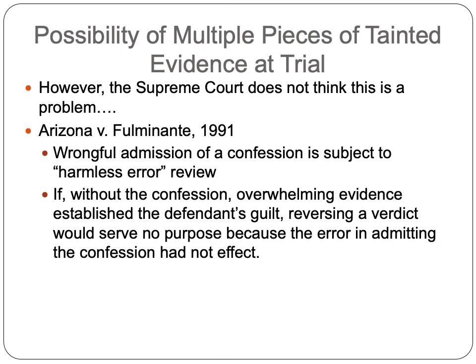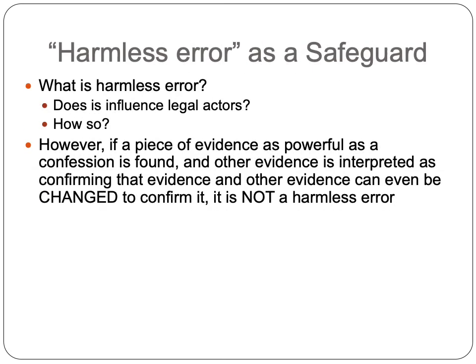And so we're saying, yeah, okay, we talked about a confession, but we shouldn't even talk about a confession. It has no effect. So, what is a harmless error? Does it influence legal actors, and if so, how so, right? Well, harmless error is actually a really, really bad safeguard, right? If a piece of evidence as powerful as a confession is found, and other evidence is interpreted as confirming that evidence, and other evidence can even be changed to confirm it, it's clearly not a harmless error. Yet, unfortunately, in our legal system, we call it a harmless error, right? And this is one of the big areas where we need to change and adapt.